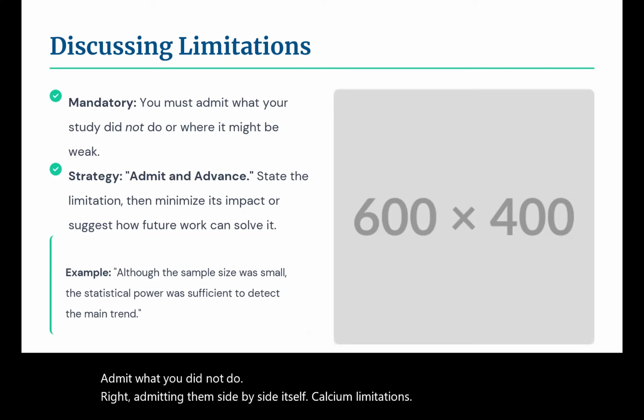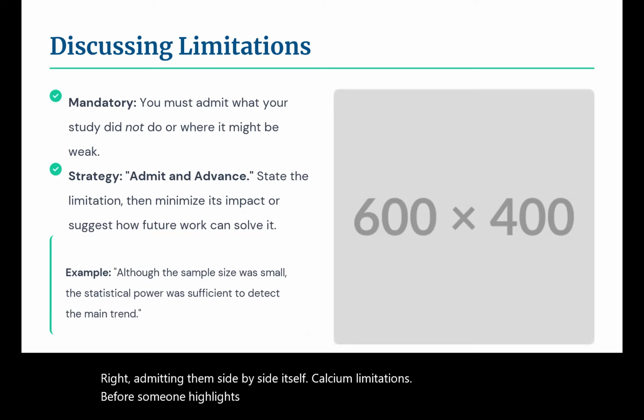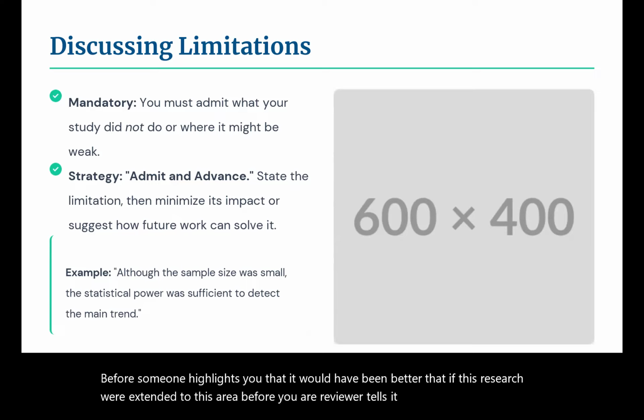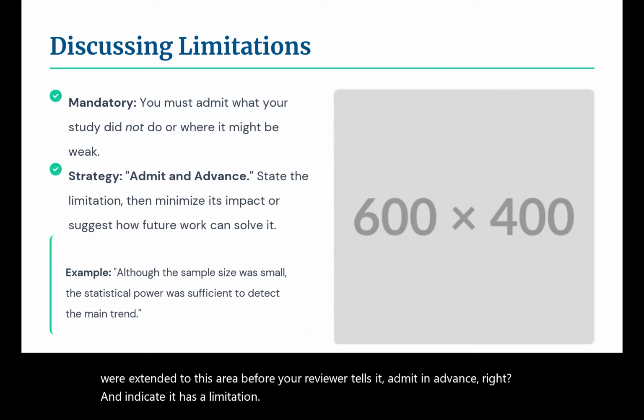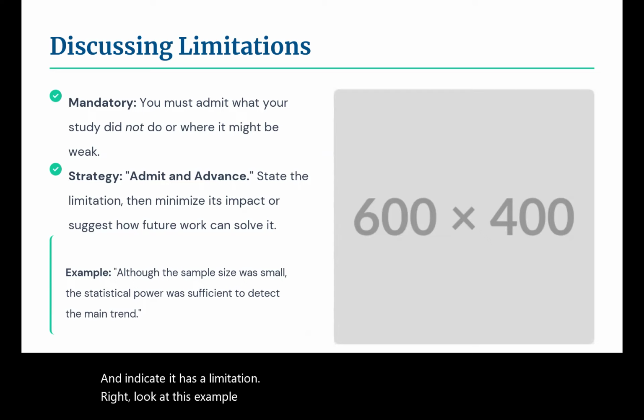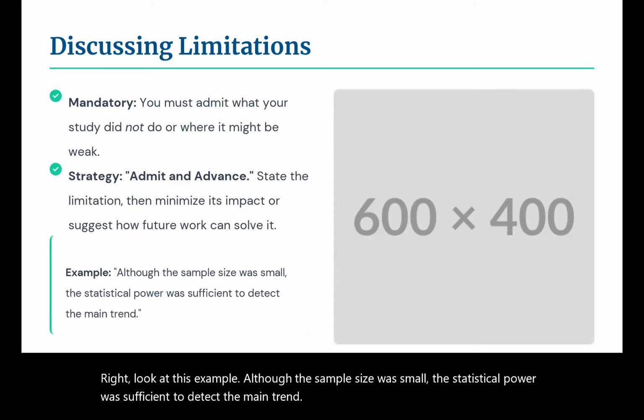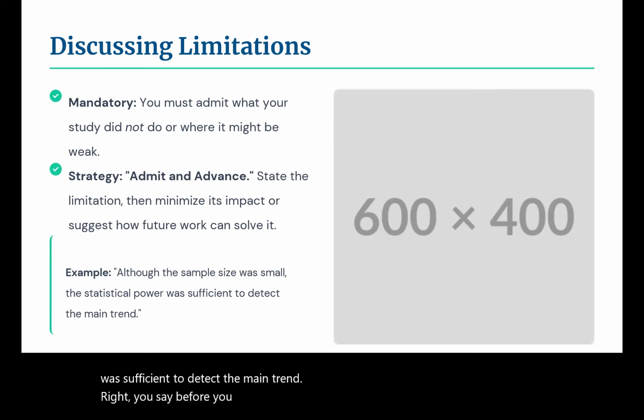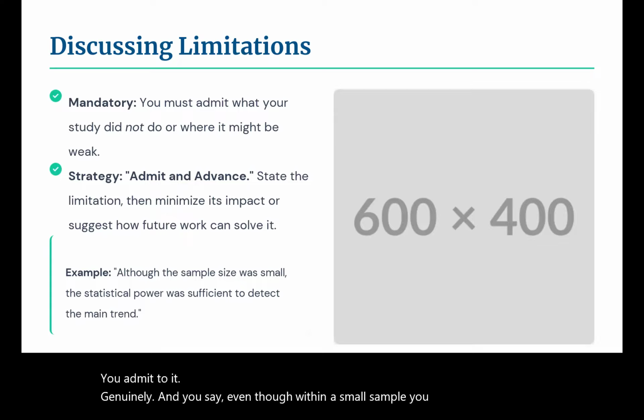Before someone highlights to you that it would have been better if this research were extended to this area, before your reviewer tells it, admit in advance, right? And indicate it as a limitation, right? Look at this example. "Although the sample size was small, the statistical power was sufficient to detect the main trend." Before your reviewer tells you that your sample size is small, you admit to it genuinely and you say, even though within a small sample, you got enough data, robust enough to indicate the trend.